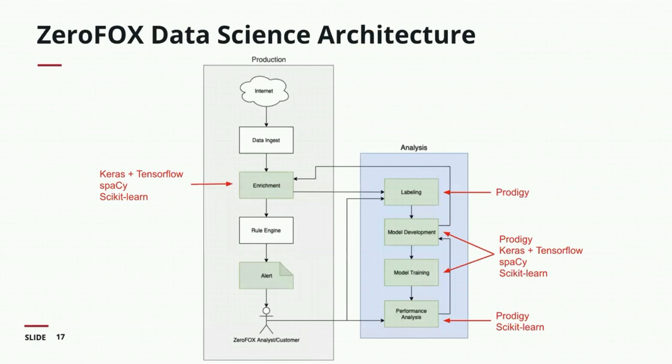So again, relating this back to our architecture, one of the things I want to point out is where we're using Prodigy. Prodigy is used all over our analysis stack. Anywhere we're dealing with performance analysis, model training, development, labeling, we're using Prodigy. Depending on the model that we're developing, we may be using Keras or TensorFlow, or spaCy or scikit-learn. It really just depends on the model that we're building. And in terms of actual production, Keras and TensorFlow, spaCy, and scikit-learn, again, those frameworks are the main ones that we use here at ZeroFOX.